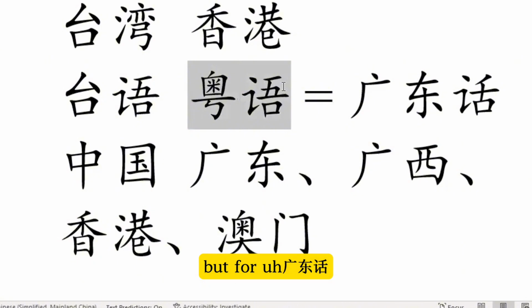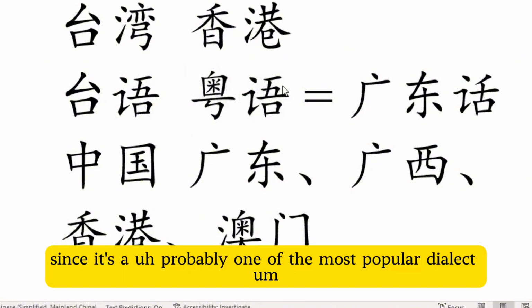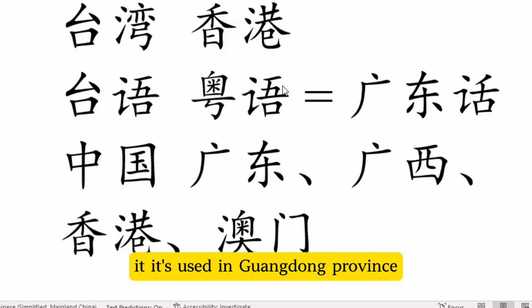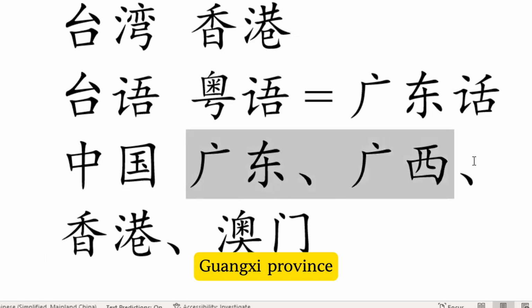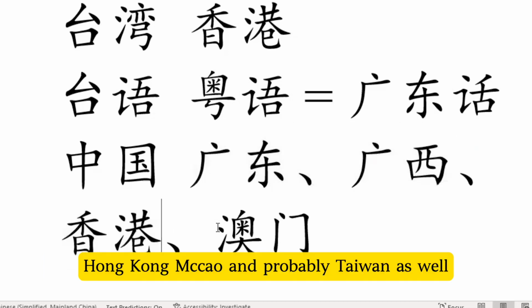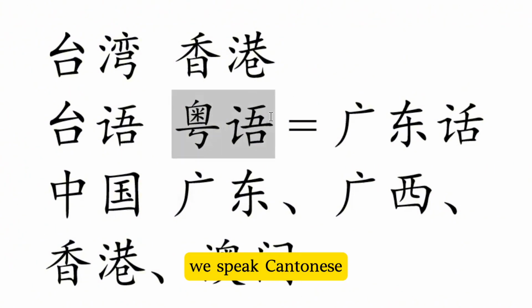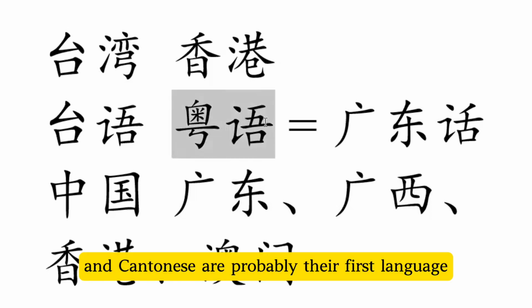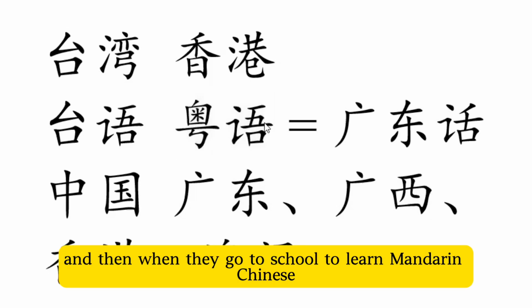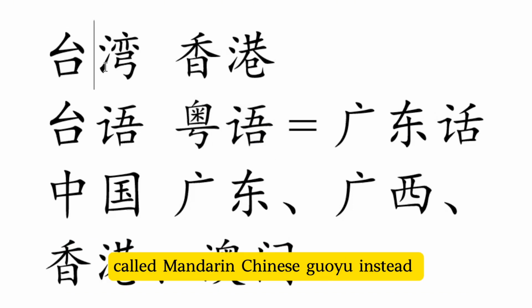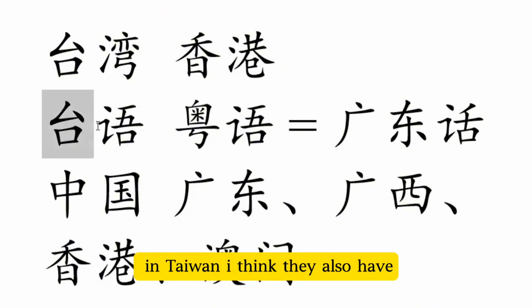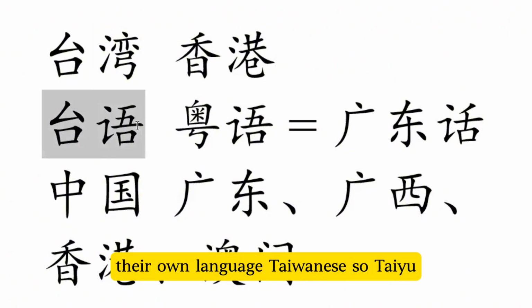But for 广东话, since it's probably one of the most popular dialects, it's used in Guangdong province, Guangxi province, Hong Kong, Macau, and probably Taiwan as well. And in those regions, they will say 我们说粤语. We speak Cantonese. And Cantonese is probably their first language. And then when they go to school to learn Mandarin Chinese, they call Mandarin Chinese 国语 instead. In Taiwan, I think they also have their own language, Taiwanese, so 台语.